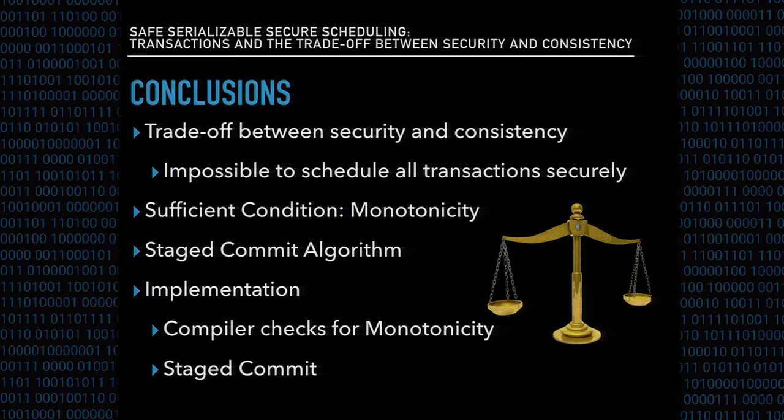So security and consistency have this fundamental trade-off. And not all transactions can be securely serialized. We have a relatively straightforward sufficient condition, monotonicity, for transactions that can be serialized. And we've developed staged commit as a protocol which can securely schedule monotonic transactions, which we've implemented with a compiler to check whether transactions are monotonic in a distributed system that runs the staged commit protocol.